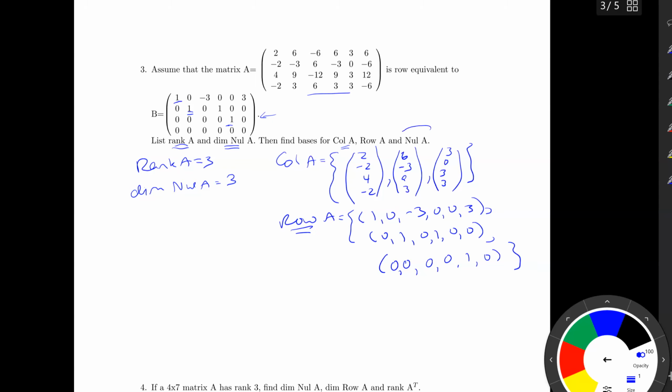All right, so null A is the one that takes work. You're expecting it, right? So I'm going to just say Bx equals 0, right? And I'm going to pick out from the first row what I get. x1 minus 3x3 plus 3x6 equals 0. x2 plus x4 equals 0. And x5 equals 0. So these are my 3 basic variables. So I'm going to solve for them.